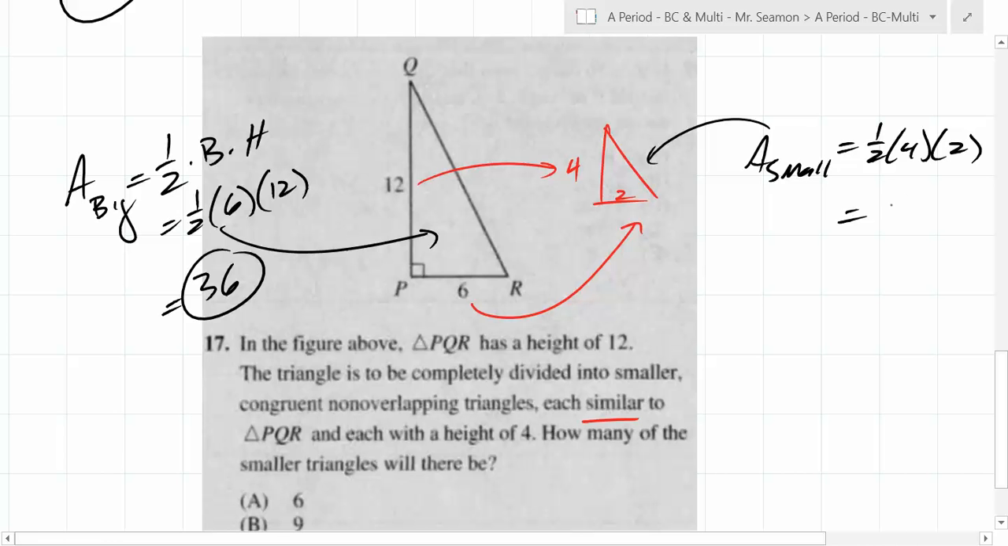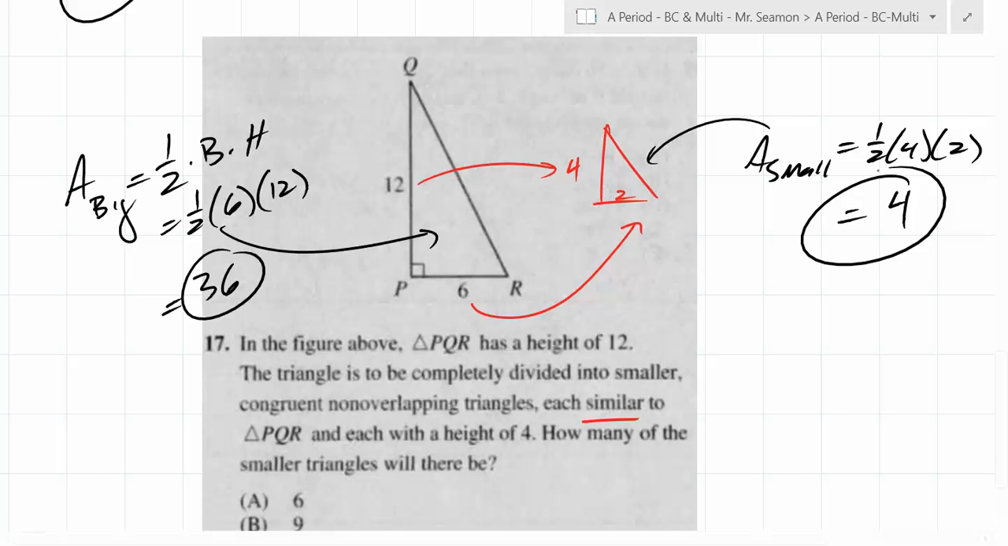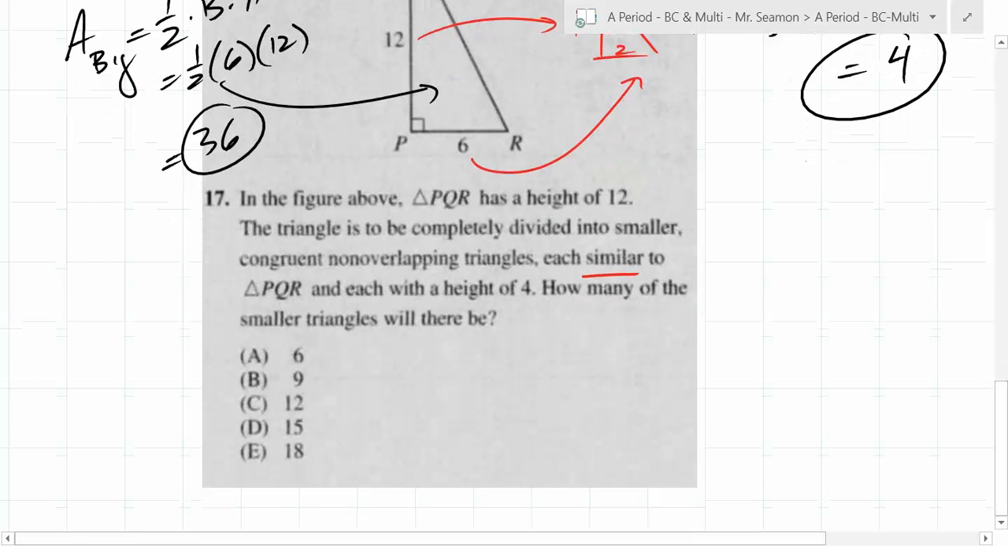So 4. Now here's the thing. Each triangle that we're making is an area of 4. The smaller one is 4, the bigger one is 12. So how many of the small ones fit into the big one? You went to the answer. I see what you're saying. It went in 9 times.